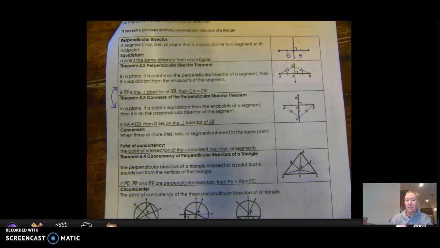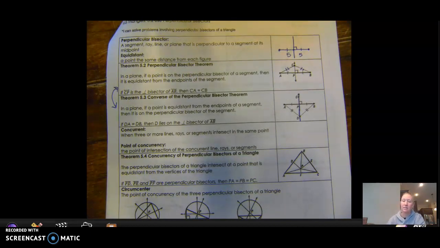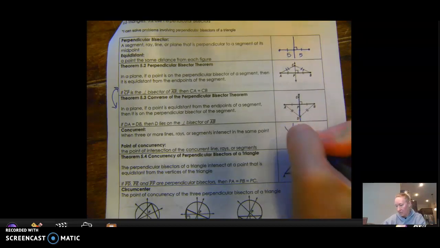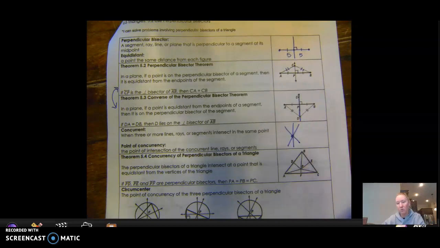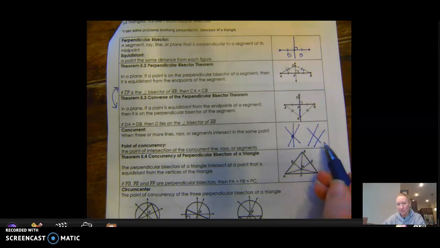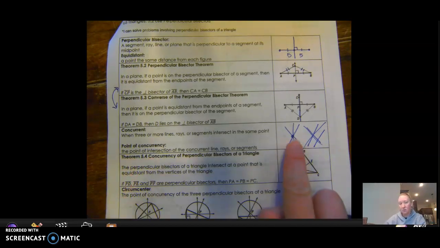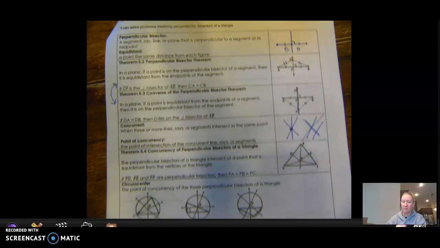Concurrent. What concurrent means is when 3 or more lines, rays, or segments intersect at the same point. So if I have this, they all intersect at the same point. We have 3 or more, those are concurrent. If I have this, those are not concurrent because they don't intersect at the same point, okay? Point of concurrency is just this point where they are concurrent. We call it a point of concurrency.